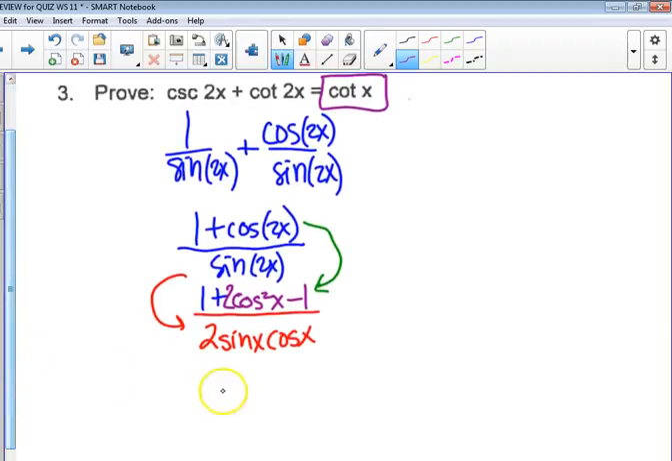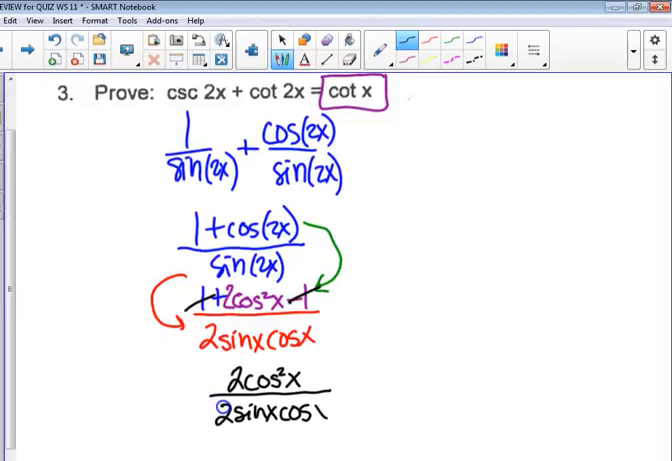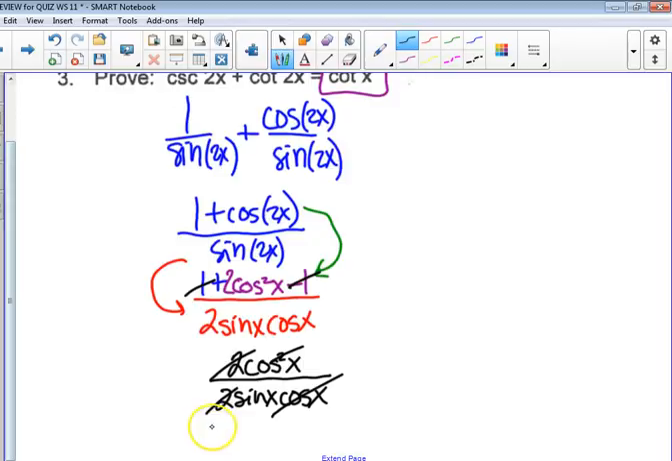I'm pretty sure you can do it with any of them. It's just going to take more trades. Okay. What happens now? Okay. The 1s have to go away before you can divide anything else out. Now it's all multiplication and we can divide out the 2's and the one of the cosines, and we're left with what? Cosine over sine, which is right there.